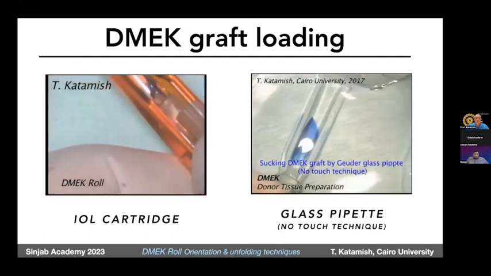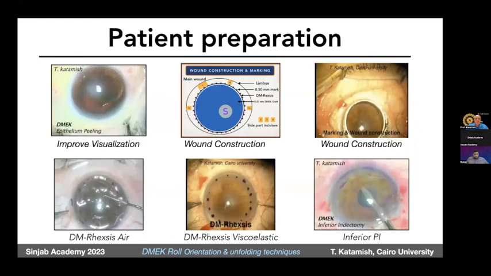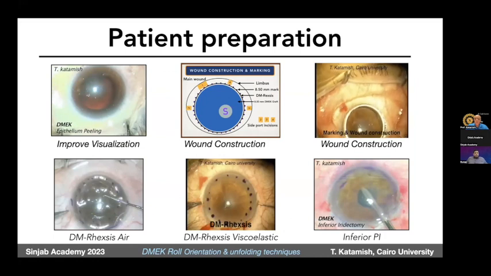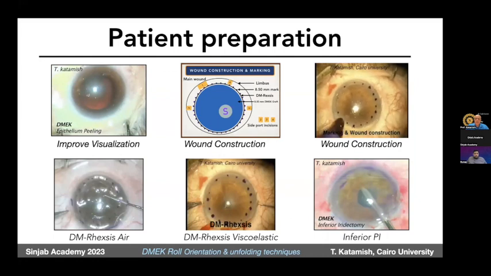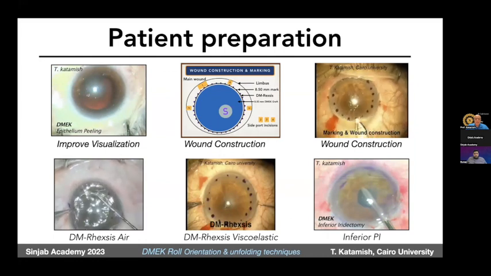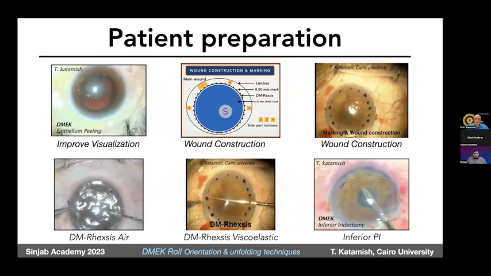You have to prepare your patient. The preparation of the patient is as important as other steps. You should do peeling epithelium for proper visualization. You should make a proper wound construction, taking into consideration that the descemetorhexis should be larger than the DMEK graft size. You should make the descemetorhexis either under air or under cohesive viscoelastic.